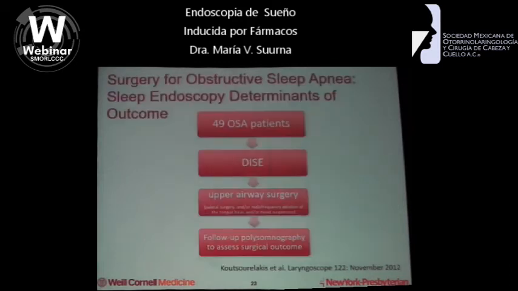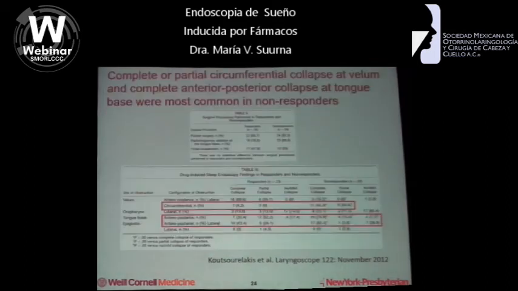Then they started looking at what happens during surgery, and how you use drug-induced endoscopy to predict the outcomes of the surgical procedure. There's a study that looked at 49 patients. They did drug-induced endoscopy, upper airway surgery, and a sonographic evaluation to see what happens. They found there were responders and non-responders, about the same number, so 50% of patients do respond to surgery, as we all know.